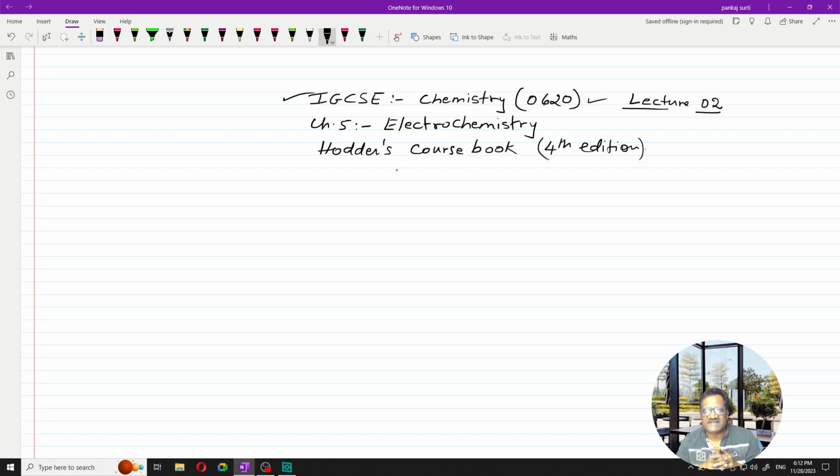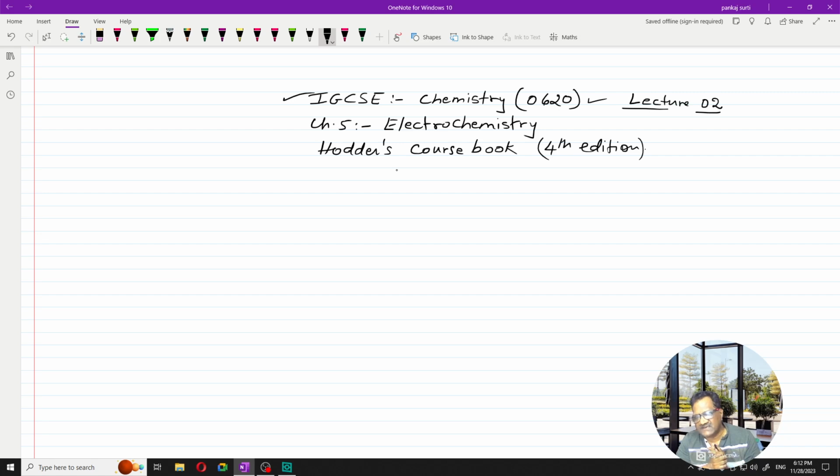Then in the first lecture we also talked about the process called electrolysis. Electrolysis is a process in which electric current is passed through an electrolyte, and that electrolyte is decomposed into its respective ions. When these ions start moving, they constitute an electric current. So that was the process of electrolysis.